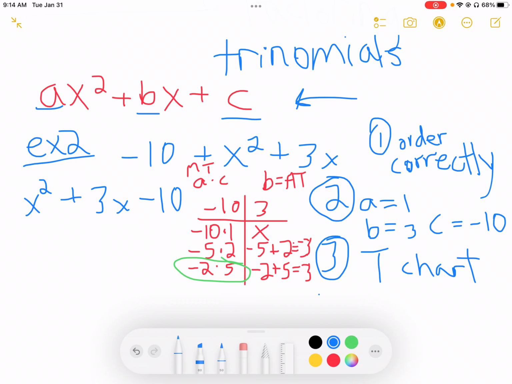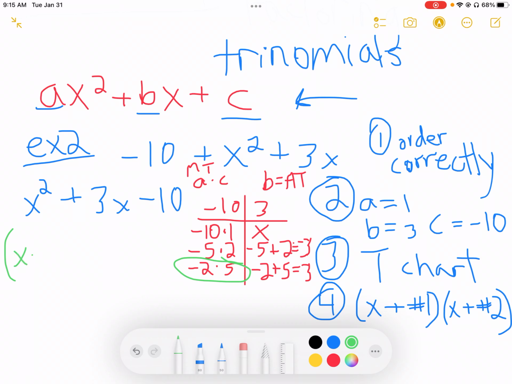So now I go ahead and set up my numbers. When I set up my numbers, I write x plus my first number, and then I set my other parentheses and I say x plus my second number. And I keep the signs of whatever numbers I get. So over here, let's go ahead and write this. Then I'd say, okay, I have x minus 2, and I have x plus 5.